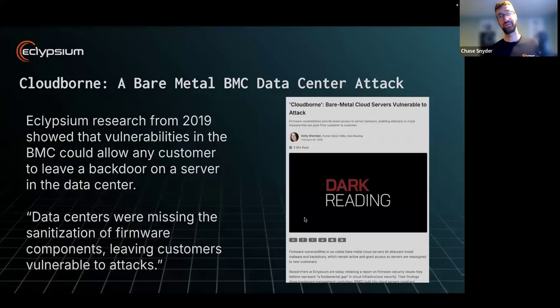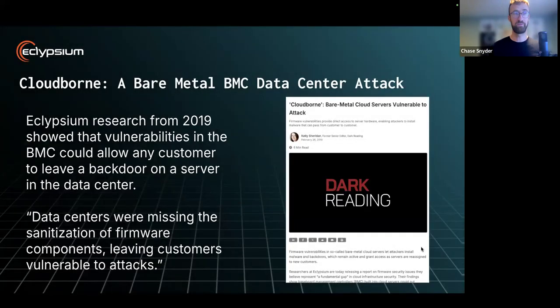And that essentially to me means that BMCs are sort of the canary in the coal mine for AI data centers. If you think about that map of hardware, any one of those little chips has the potential to be targeted. So for a deeper dive into the 2019 one from that timeline, Eclypsium did some research that showed that vulnerabilities in a baseboard management controller, specifically in some IBM hardware, would allow a customer of a cloud provider that had those BMCs in their data center to leave a backdoor on a server in that data center.